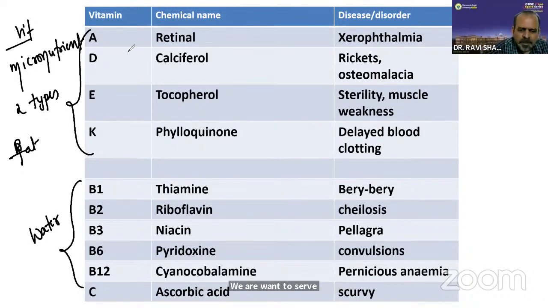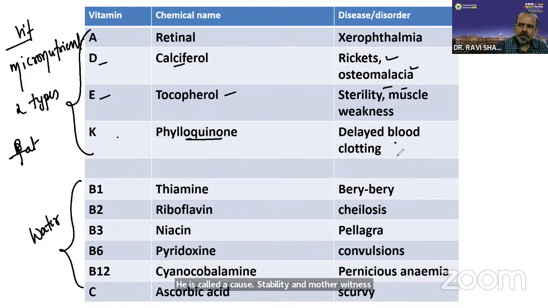So A is called retinol. Its deficiency causes blindness. D is called calciferol. It causes rickets and osteomalacia. E is called tocopherol. Causes sterility and muscle weakness. K is called phylloquinone. Causes delayed blood clotting. You have to remember the disorder, that's it.